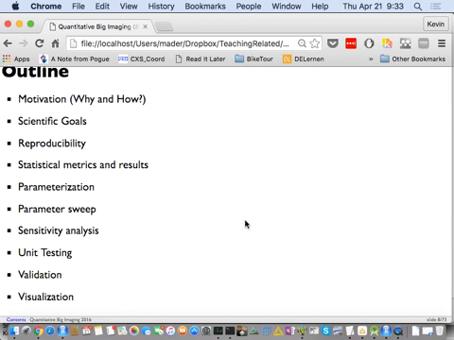So this is the rough outline for what topics we'll go over here. The motivation, reproducibility, parameterization, this parameter sweeping idea, sensitivity analysis, unit testing, validation, and then visualization. So that's the general flow for all of the things that we'll cover, and they're not entirely linked together, but they cover the same sort of ideas.